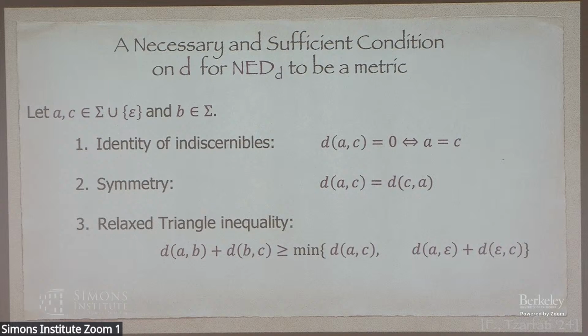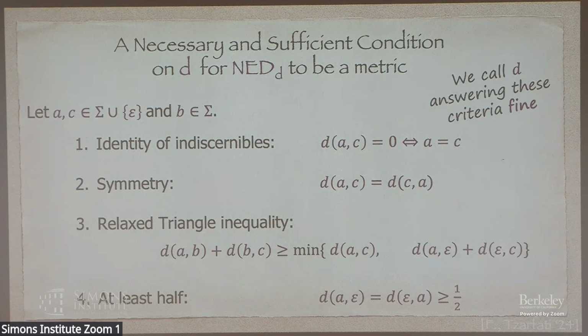So this is why it's not a necessary condition that D is a metric. And the reason it's not a sufficient condition is that we need this fourth requirement, that the weight of an insertion or deletion is at least half of the maximal weight. So if the maximal weight is 1, it's just at least half. So we call a weight function on the letters that satisfies these criteria fine.